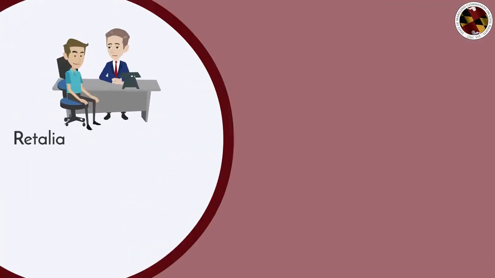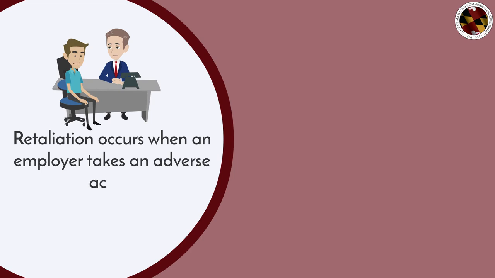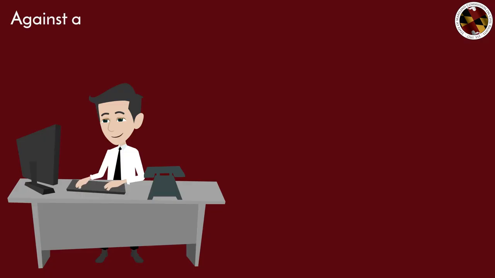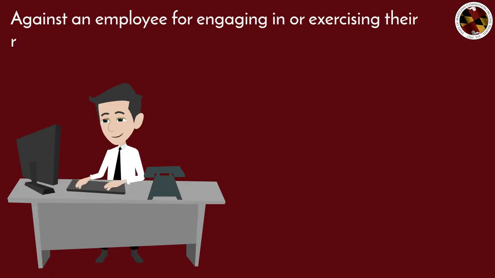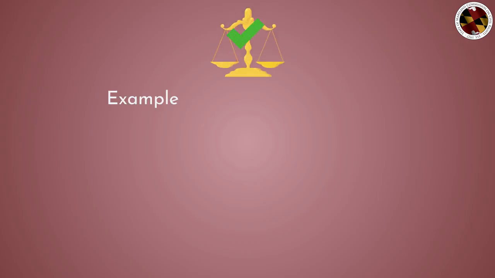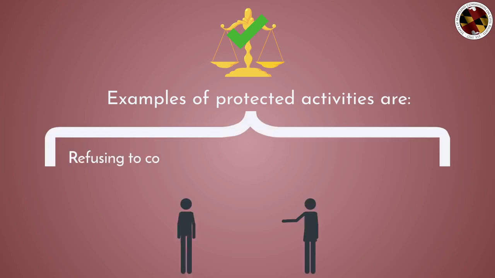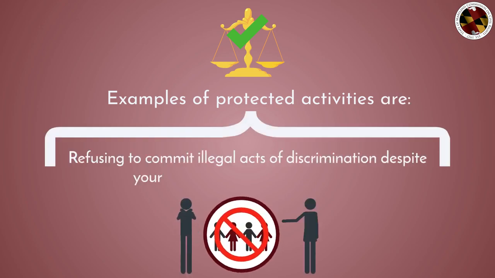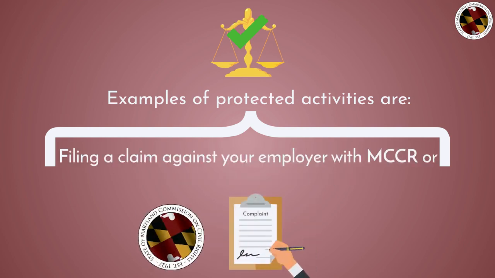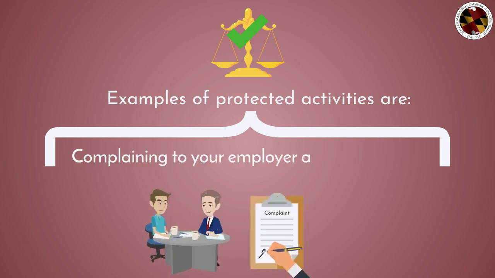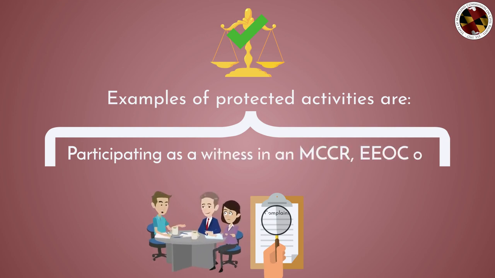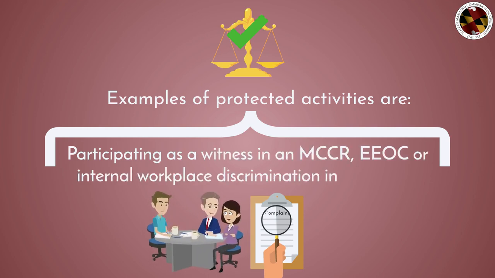Retaliation. Retaliation occurs when an employer takes an adverse action, for example, discipline, termination, demotion, or reassignment, against an employee for engaging in or exercising their rights that are protected under the law, also called protected activity. Examples of protected activities are refusing to commit illegal acts of discrimination despite your employer's direction or request, filing a claim against your employer with MCCR or the EEOC, complaining to your employer about workplace discrimination or harassment, participating as a witness in an MCCR, EEOC, or internal workplace discrimination investigation.